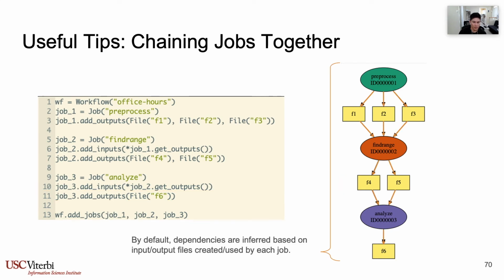just like that. Now, one thing to add is that by default, dependencies between jobs are inferred based on input and output files created or used by each job. What's meant by dependency is that find range, for example, cannot run until preprocess has finished and completed writing all of its output files out. So Pegasus will guarantee that this dependency between these two jobs is upheld, and so it won't run find range before all the outputs from preprocess are done being written.